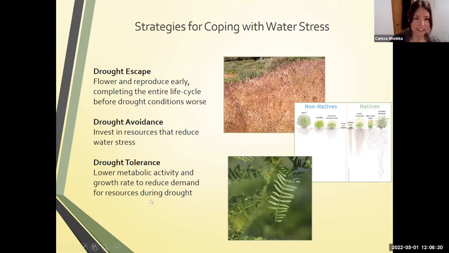And then drought tolerance is to lower the metabolic activity and growth rates so that you're reducing your demand for water during a drought. And that's something like a mesquite tree, which has very dissected leaves, very small leaves. So it doesn't do as much photosynthesis during drought because it doesn't have a very large leaf area, but it's also not losing so much water through transpiration because its leaves are much smaller. And this cheatgrass is the example of drought escape where it flowers and reproduces early in the season. And it's been shown to even do that more so under droughted conditions than under well-watered conditions.